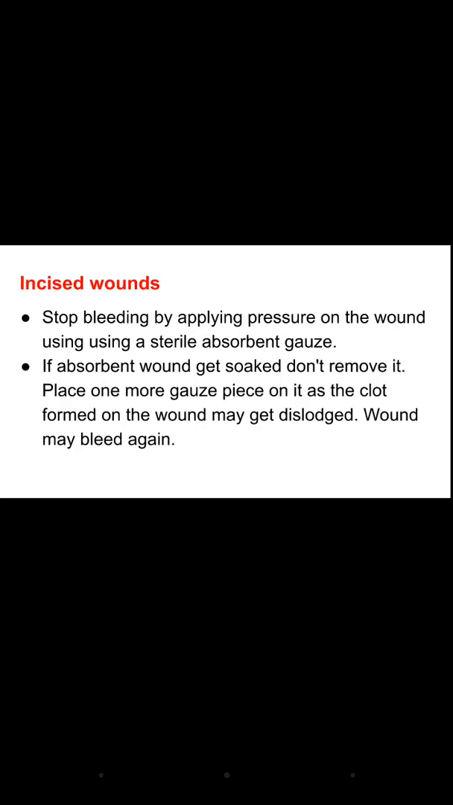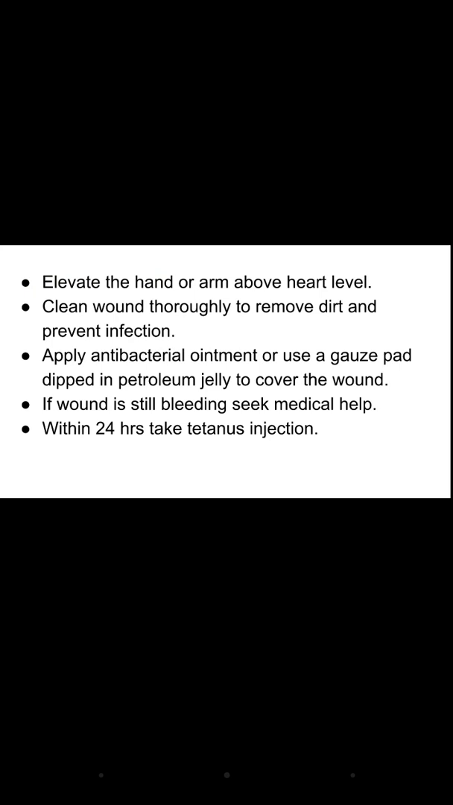Next, incised wounds. In incised wounds, the edges are very smooth, and bleeding is stopped by applying pressure on the wound using a sterile absorbent gauze. If the absorbent gauze gets soaked, do not remove it. We can place one more gauze piece on it, as the clot formed on the wound may get dislodged. So place another gauze piece over that gauze only. Elevate the hand or the arm above the heart level.